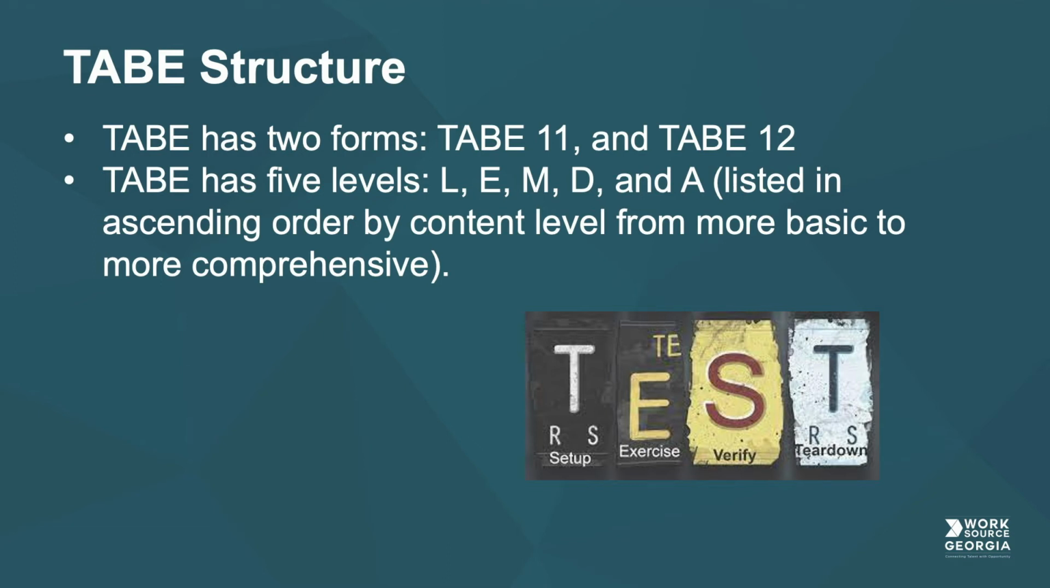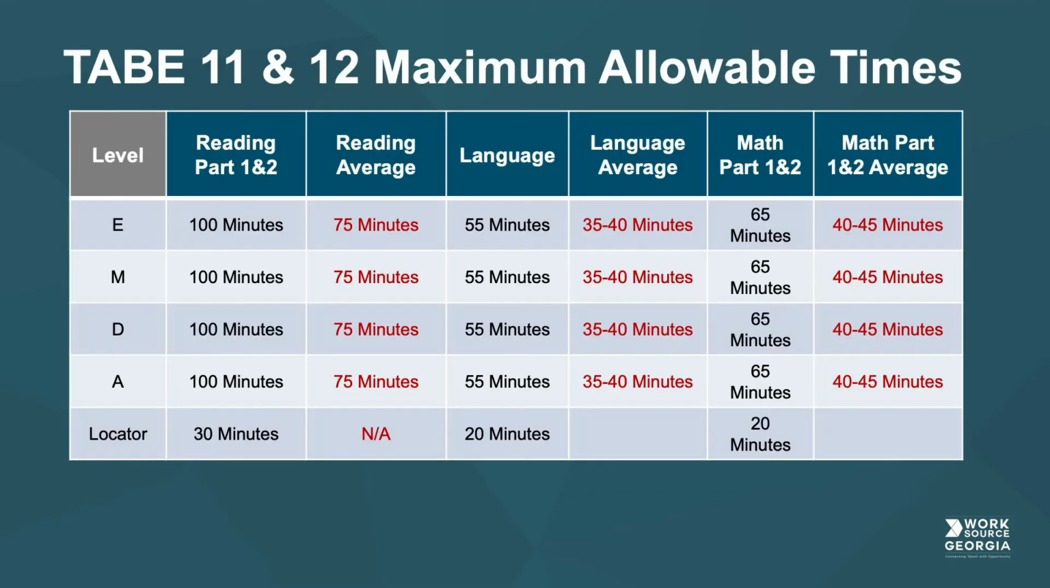Now, let's talk about the TABE structure. TABE is a standardized test of reading, math, and language. TABE can be administered either individually or in a group setting in accordance with approved testing guidelines. TABE has two forms, TABE 11 and TABE 12, and has 5 levels, L, E, M, D, and A, listed in ascending order by content level from more basic to more comprehensive. TABE 11 and 12 does not require time.